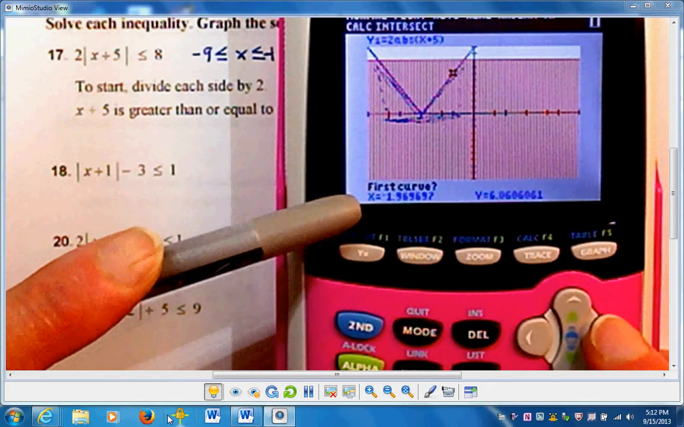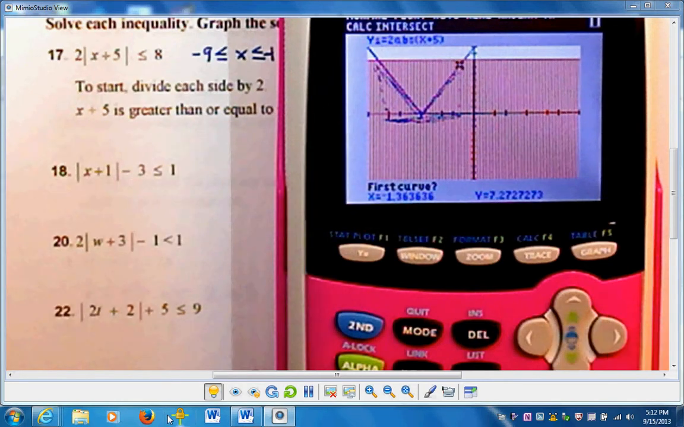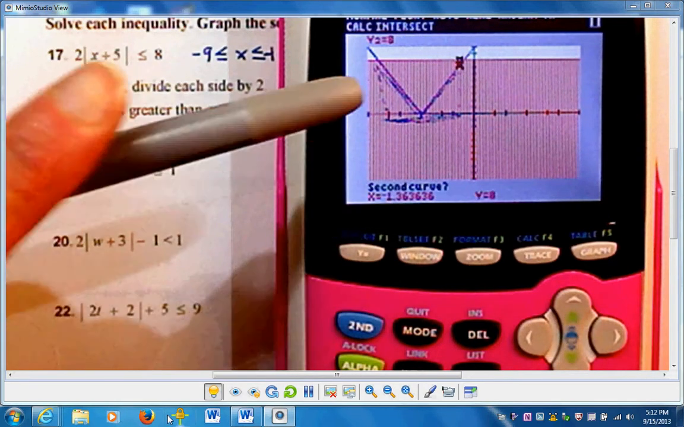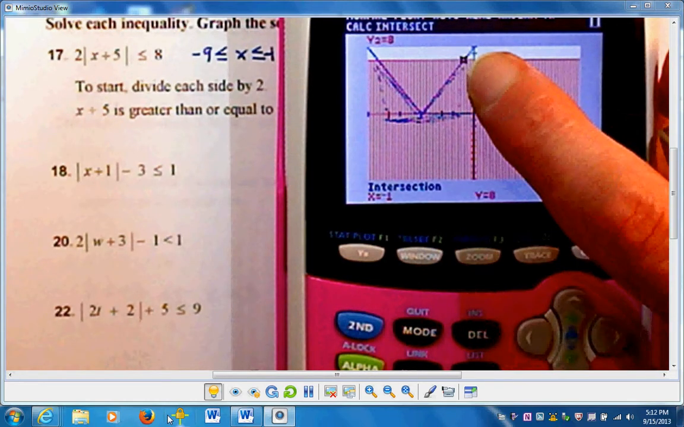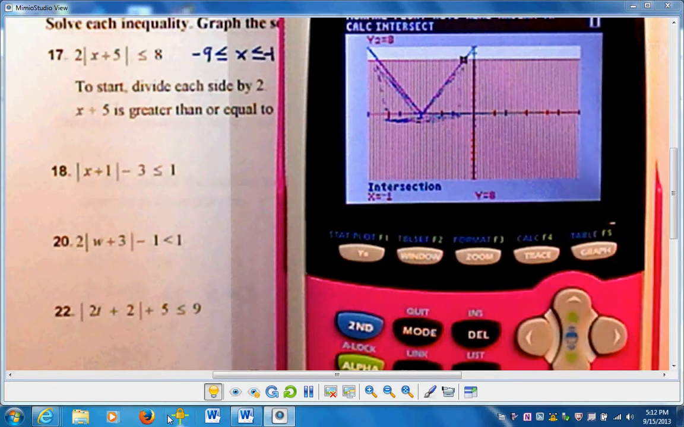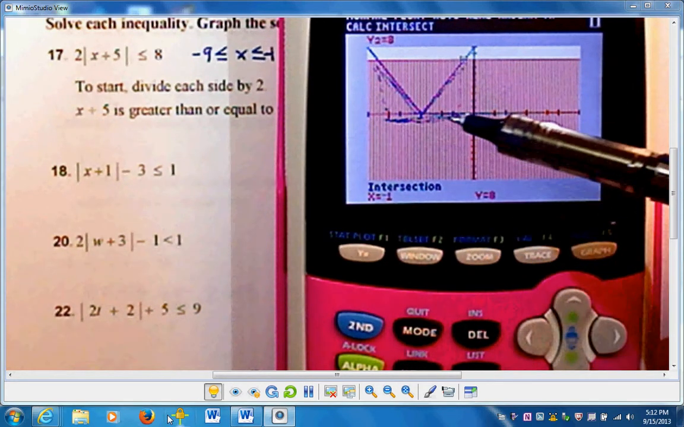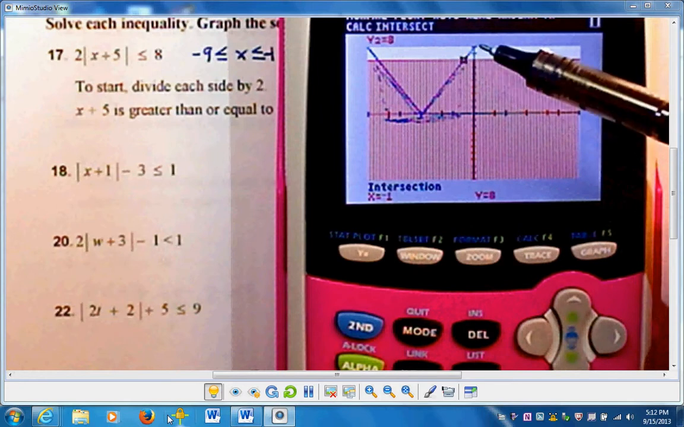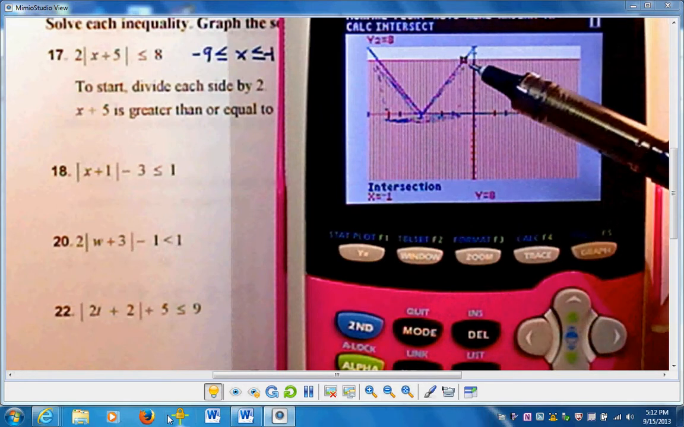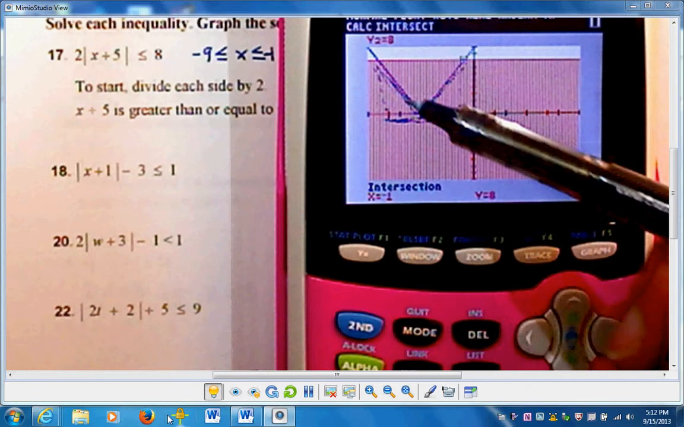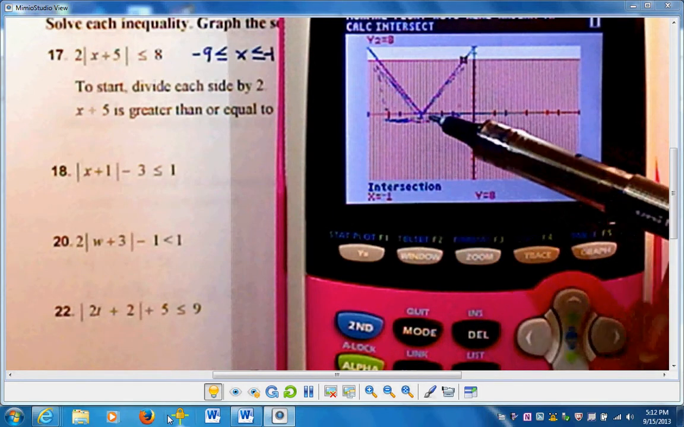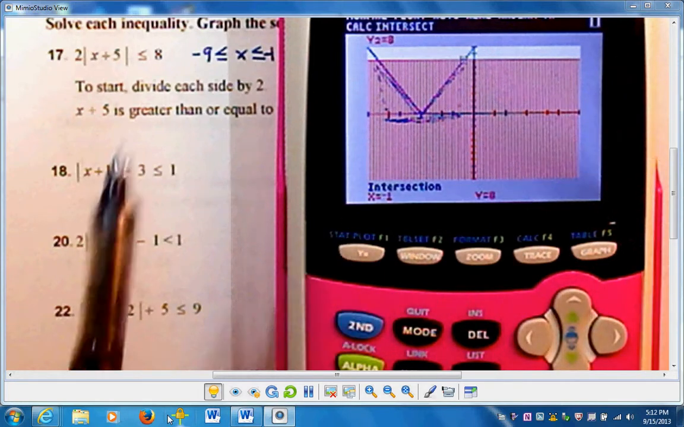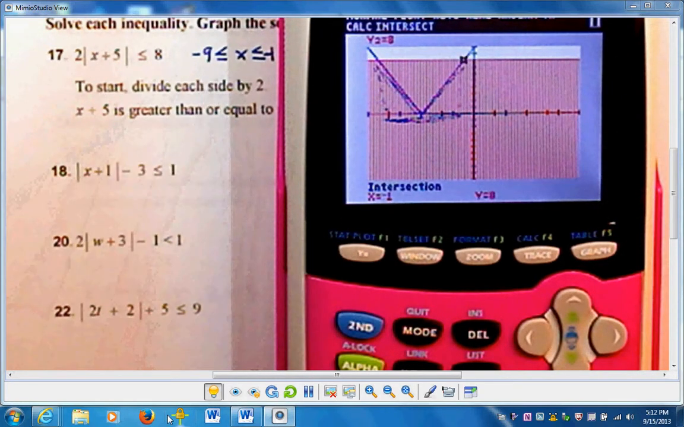Okay. So I'm going to get really close to my intersection. I'm going to push enter. Second curve, enter. Guess, enter, and then it tells me -1. So because I want this area in here, because notice up above it's not highlighted in the red, is it? It's just this part right here that is being highlighted. So I want everything between -9 and -1. So that's another way of getting your answer.